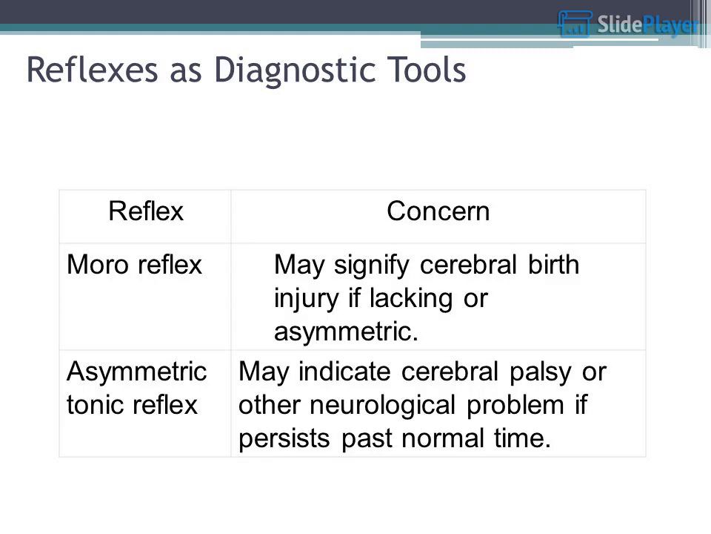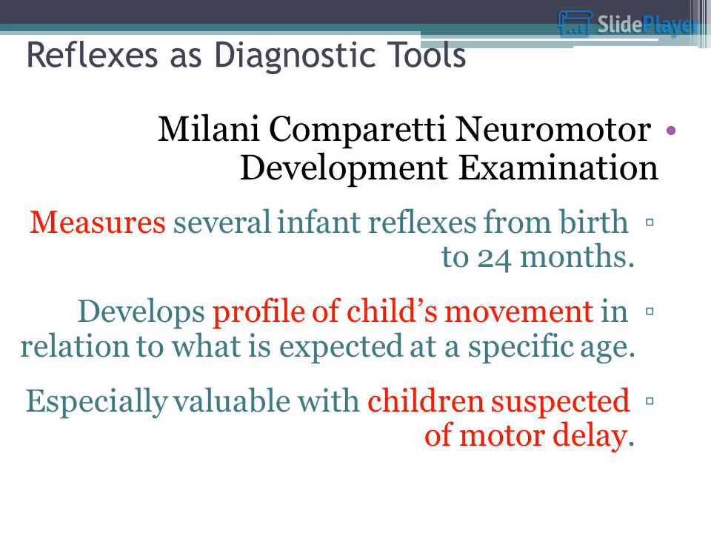Reflexes as diagnostic tools. Concern: the Moro reflex may signify cerebral birth injury if lacking or asymmetric. The asymmetric tonic neck reflex may indicate cerebral palsy or other neurological problem if it persists past the normal time.